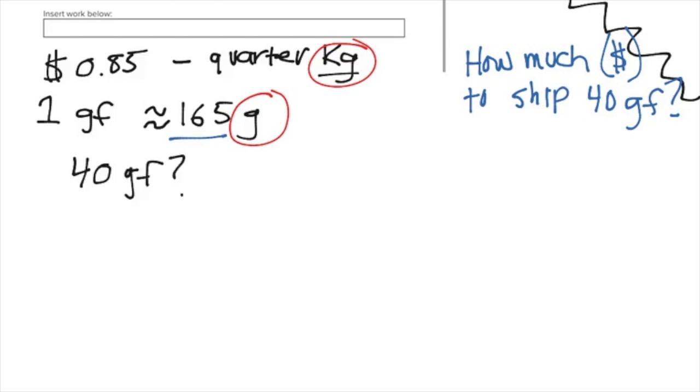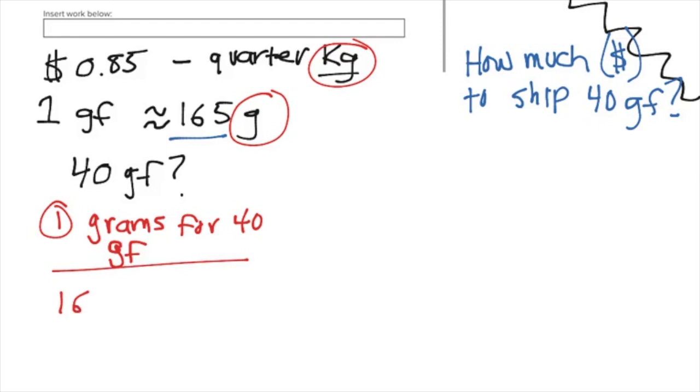How much for 40 grapefruit? It's 165 for one. Well, so I'm going to start, my first step is going to be multiplying. Why am I going to multiply this? Well, I want to figure out the amount of grams for 40 grapefruit, to ship 40 grapefruit. So I'm going to say 165 times 40. Go ahead and do this math on your own.